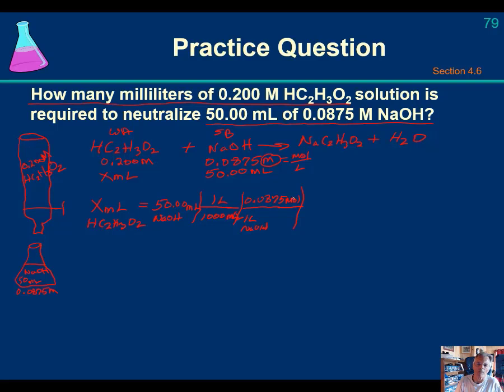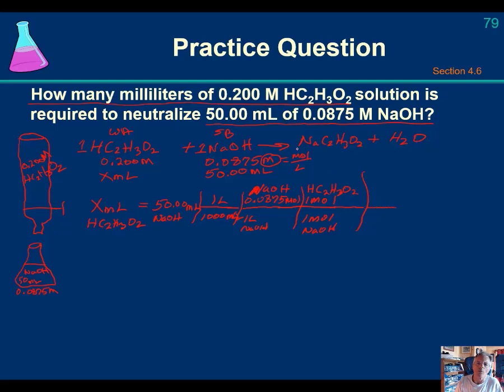A lot of people make the mistake, they'll put the capital M up there. This is moles over liters. So this is NaOH. Then we have to go to the mole to mole ratio. Well, the mole to mole ratio in this reaction is 1 to 1. So for every 1 mole of NaOH, we require 1 mole of the acetic acid. And that's because acetic acid is monoprotic. Okay? There's 1 mole of hydrogen ion for every 1 mole of hydroxide ion in this reaction.